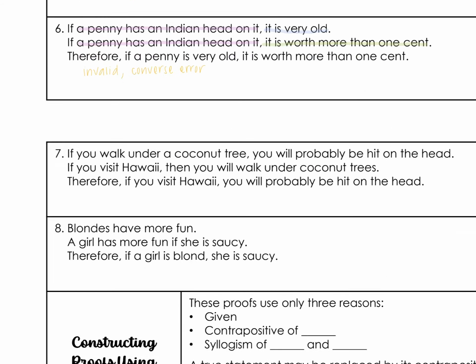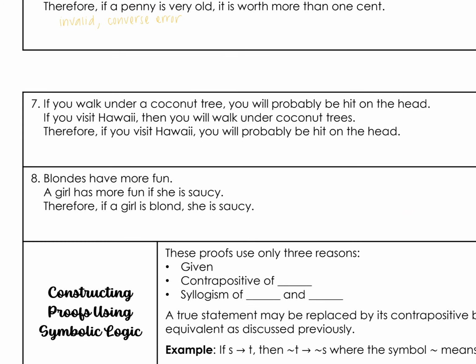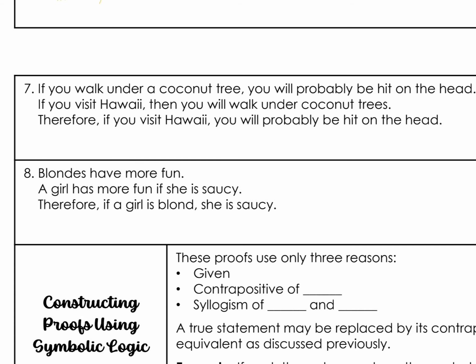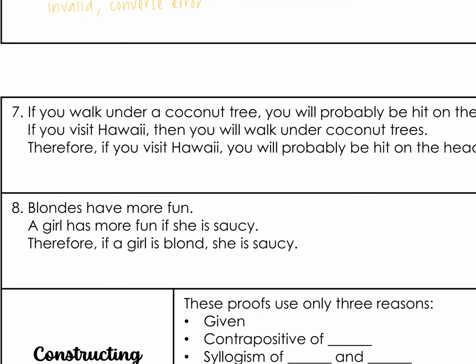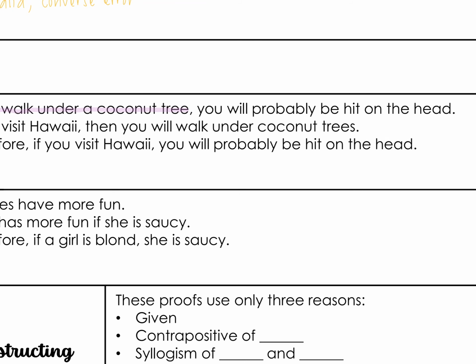All right, we got 2 more, and then we're going to talk about our proofs. So for number 7, going to start off the same way we have been. We're going to highlight. So I have, if you walk under a coconut tree, you will probably be hit on the head.